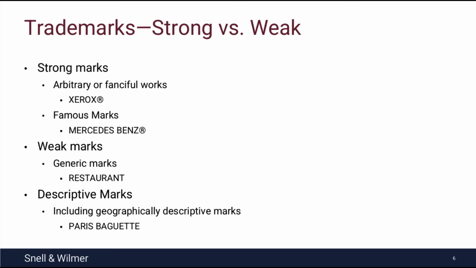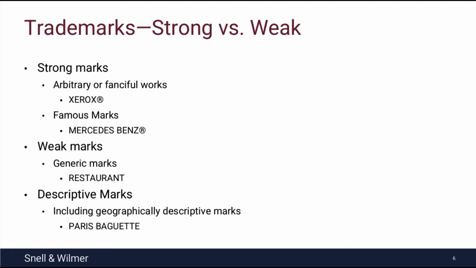Now, there is a spectrum of marks, and there can be strong trademarks and there can be weak trademarks. And the stronger the mark, generally the more rights you have and the easier enforcement you're going to have. Weaker marks, weaker rights, less of an opportunity to enforce those marks.